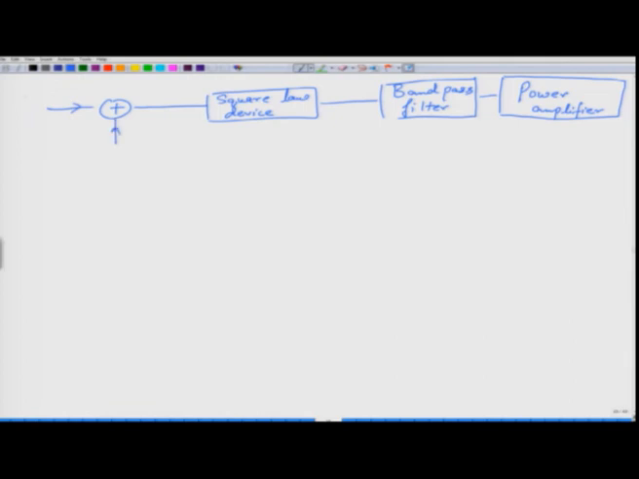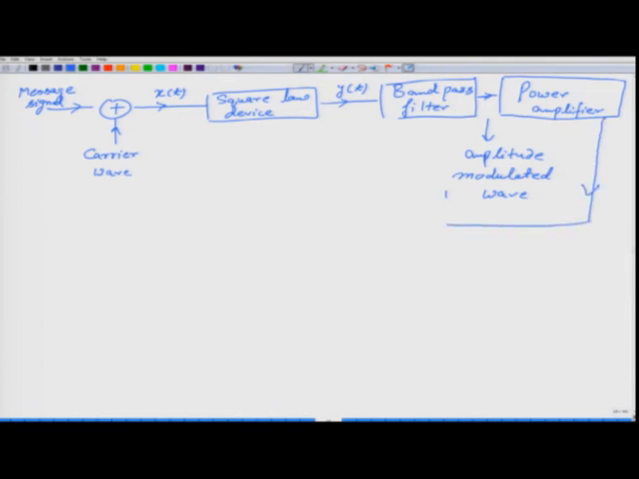So, this was our message signal, this was our carrier, and these two produced x(t), which was simply a summation of the message signal and the carrier wave. The square law device produced y(t), and the band pass filter then produced the amplitude modulated wave. This was the amplitude modulated wave, and from the power amplifier it is now sent to an antenna. This is our antenna.